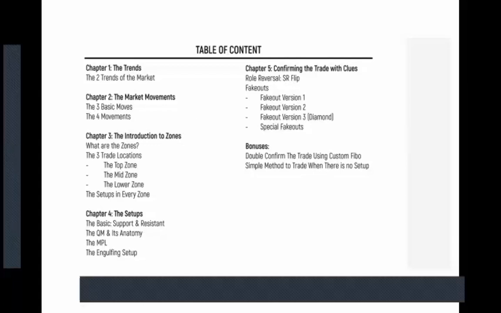We start from chapter 1, the trend. This is the first thing you must know as a smart money trader: how to analyze the trend of the market. Is it bullish or is it bearish? Is it rally or is it drop? Or is the market moving sideways? No, this is binary. I'm going to show you how you analyze the trend of the market. That will be in our next class.